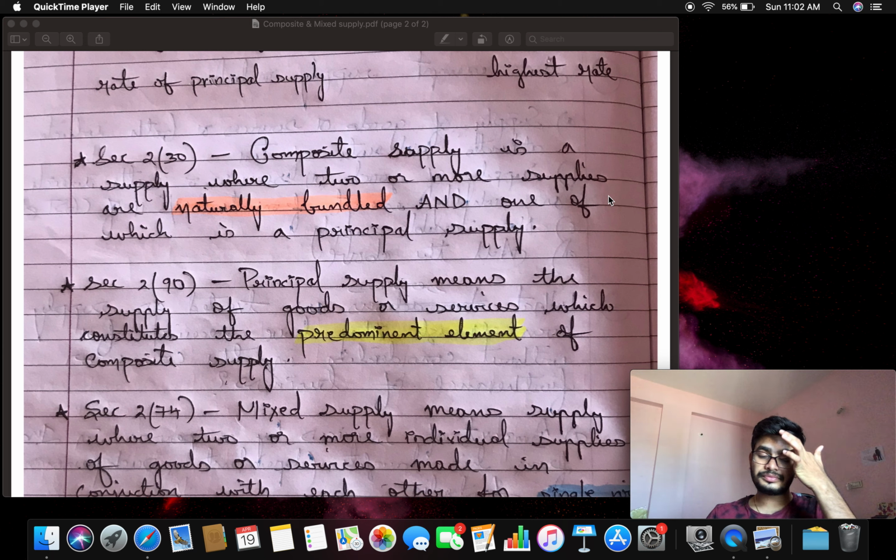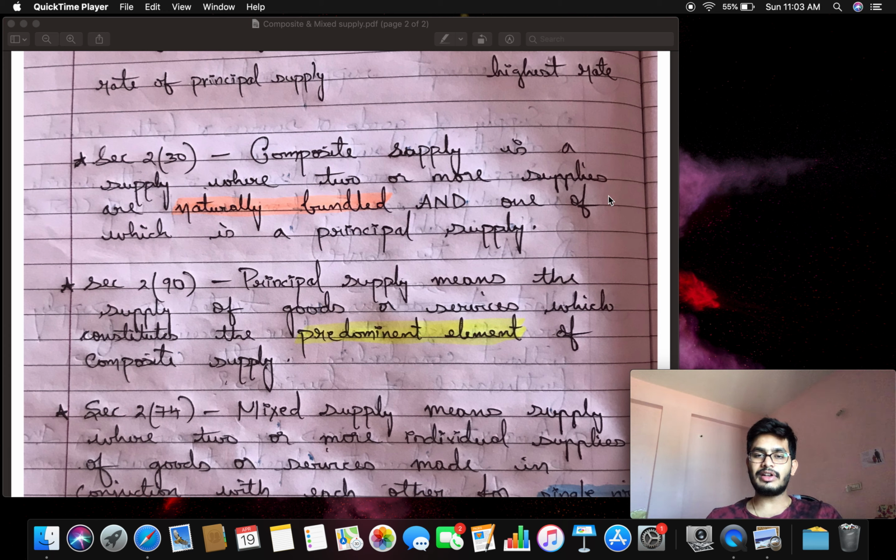For example, you are going to buy a refrigerator at Bajaj Electronics, and along with that refrigerator, water bottles also come. Is it naturally bundled or artificially bundled? Obviously it is artificially bundled. If it is artificially bundled, it is a mixed supply. Why? Without water bottles, will they give the fridge or not?